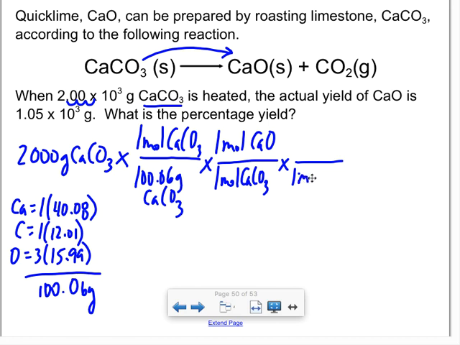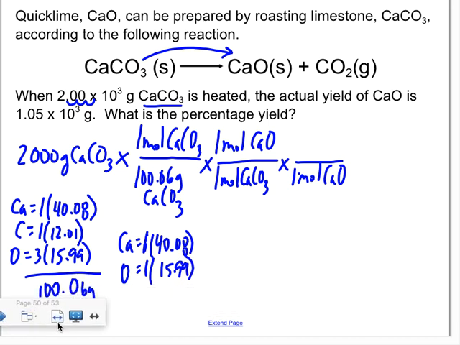So what's the molar mass of CaO? Well, let's figure it out. I've got calcium, 1 at 40.08, and oxygen, 1 at 15.99. And I add these up and I get 56.07 grams. So that goes on the top here, 56.07 grams of CaO, and I just multiply across.